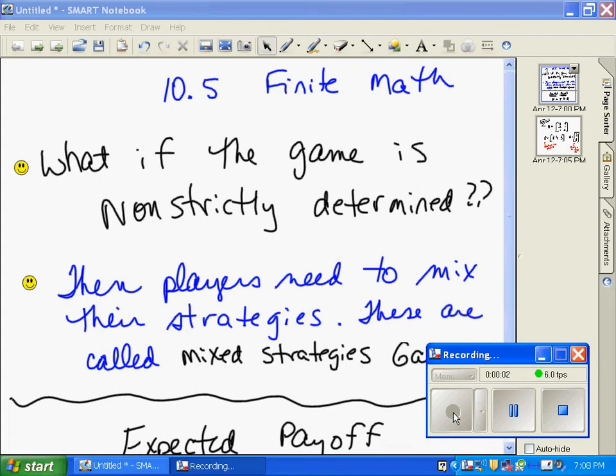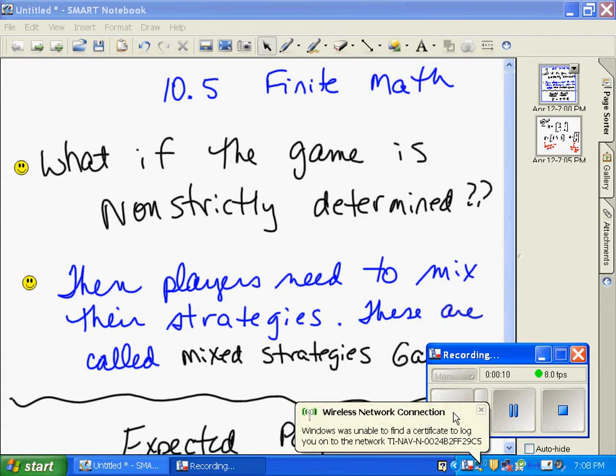Hi, today is 10.5 in Finite Math class. Today we're just going to have a couple of really quick examples on how you work with a matrix or a game that is non-strictly determined.